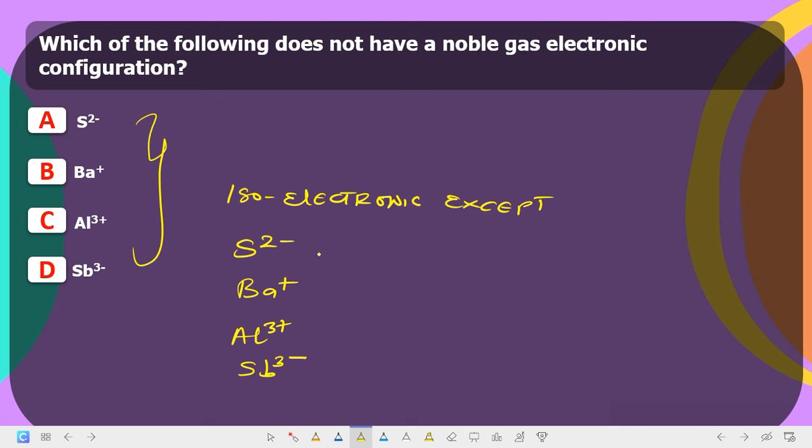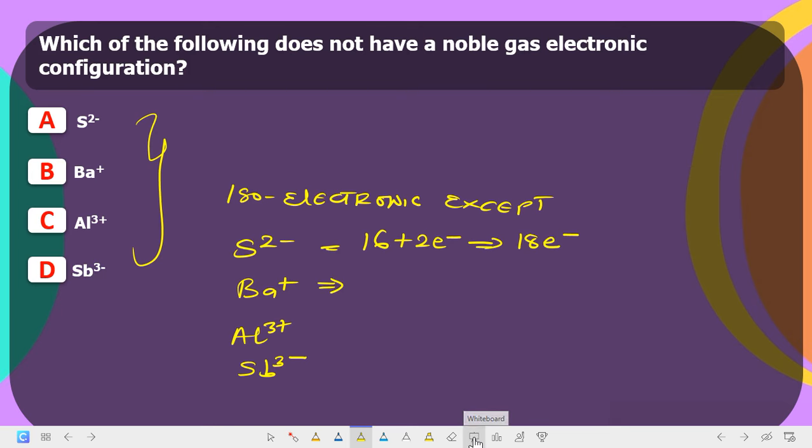S2 minus. Normally, this sulfur has 16 electrons, which is its atomic number of 16. Now this 2 minus means it has gained 2 electrons, okay? So you now add 2 electrons to it, and a total of 16 plus 2 electrons will give us what? 18 electrons, okay? So it has a total of 18 electrons. Now let us look at the next one.